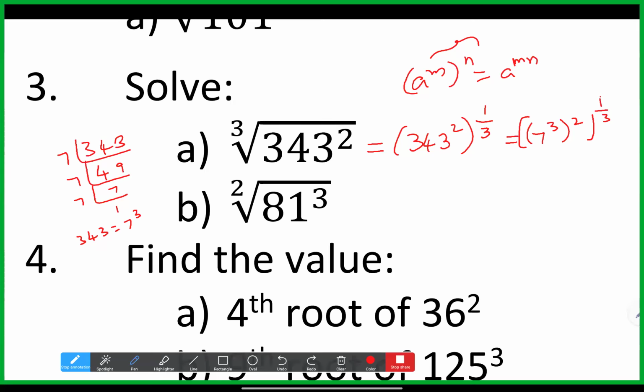So it will become 7 power 3 into 2 into 1 by 3. Where two powers are there, we can simply multiply them, Ashwa.